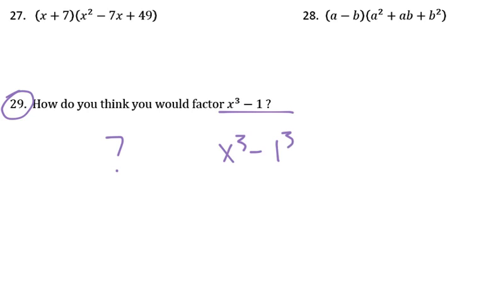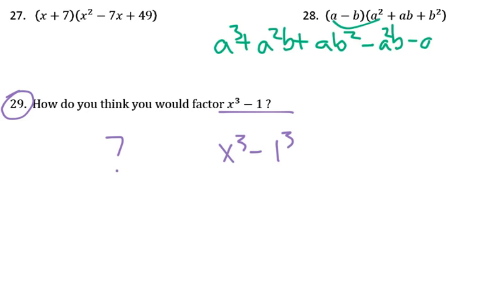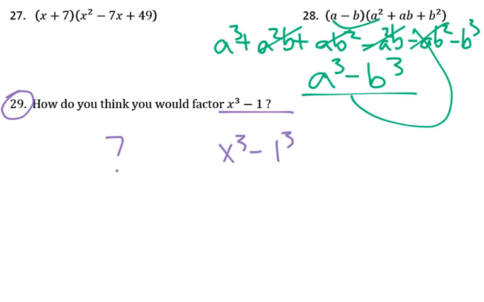And if you're still not sure, take a look at 28. We get a cubed plus a squared b plus ab squared minus a squared b minus ab squared minus b cubed. That would cancel with that, this would cancel with this, and you'd be left with a cubed minus b cubed. Okay, using that format, going back to this, you can figure out that.